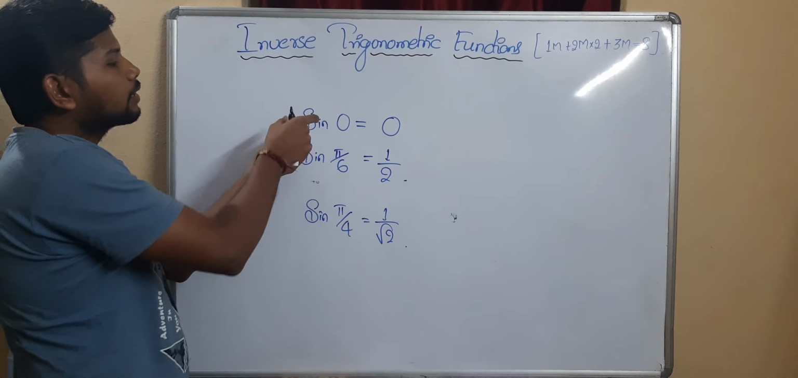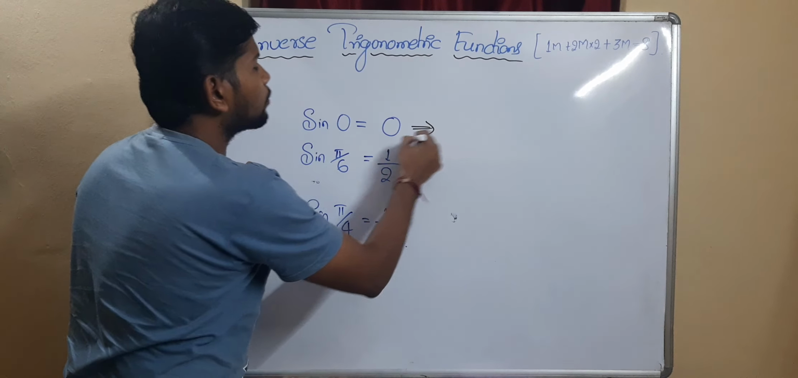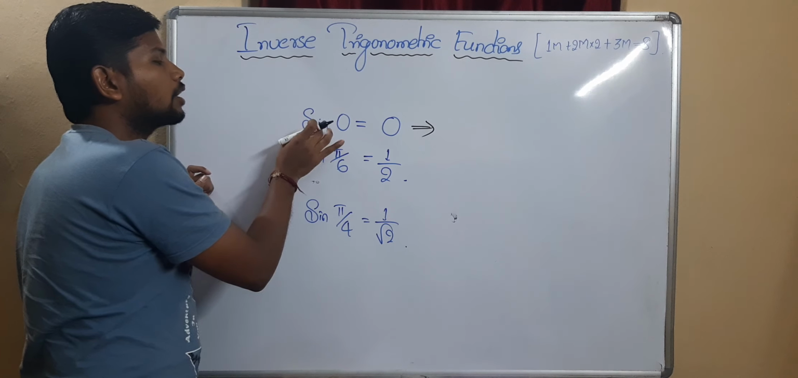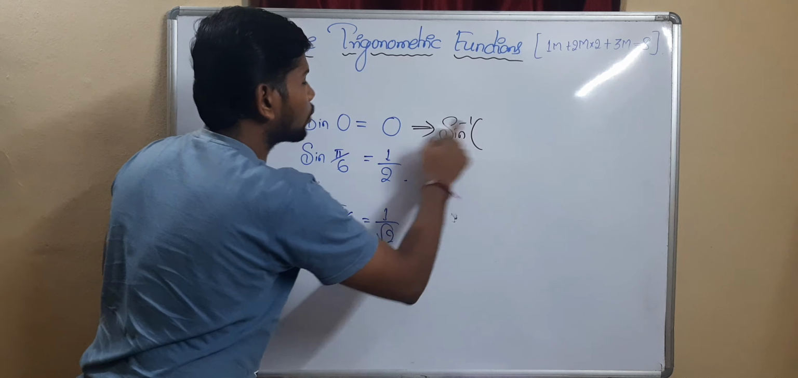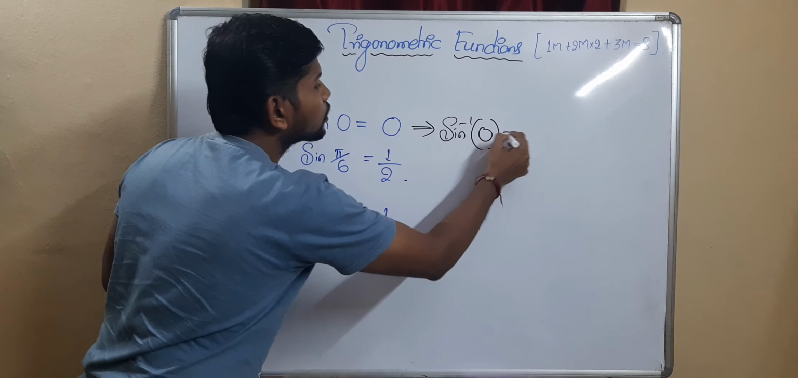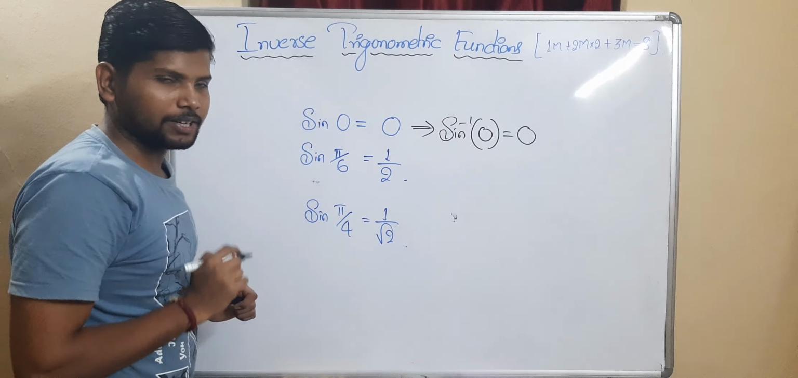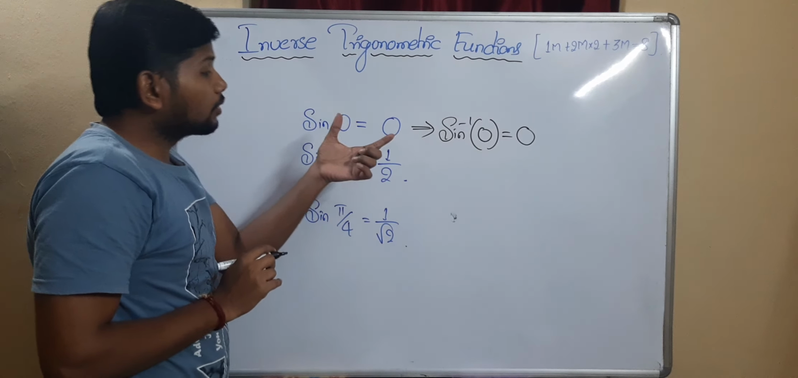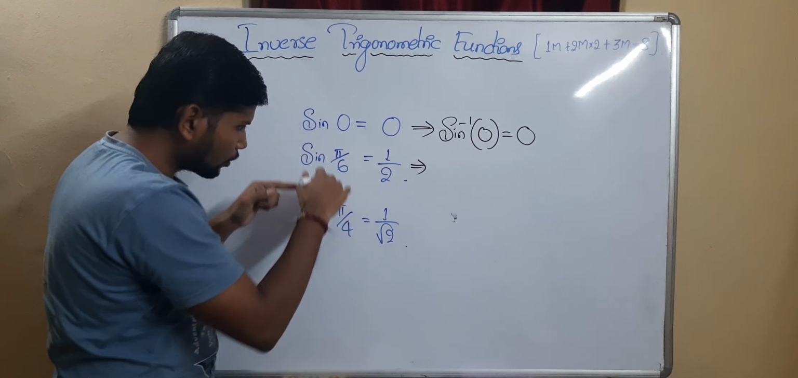Concentrate here. I take this sine function to the right hand side, and it becomes sine inverse of 0. What is the value here? That is also 0. I think you are getting my point. If you understood this, then there is no problem. Otherwise, I'll go over the next one.